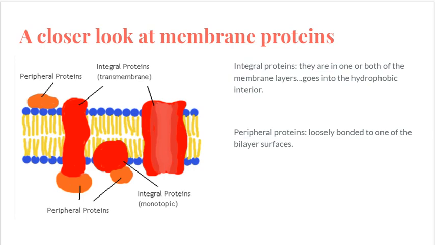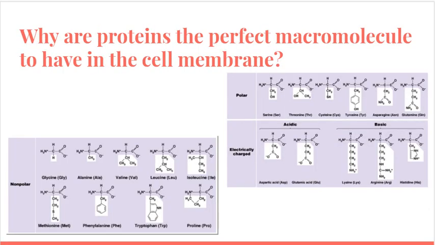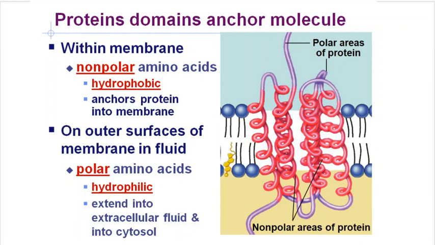Right? So why are proteins so important, and why are proteins the perfect macromolecule to have in the cell membrane? Remember when you looked up the R groups and you saw that some were polar and some were non-polar, and some were hydrophobic and some were hydrophilic? So proteins are going to be made up of lots of amino acids, and they're going to have different R groups. And so guess what?